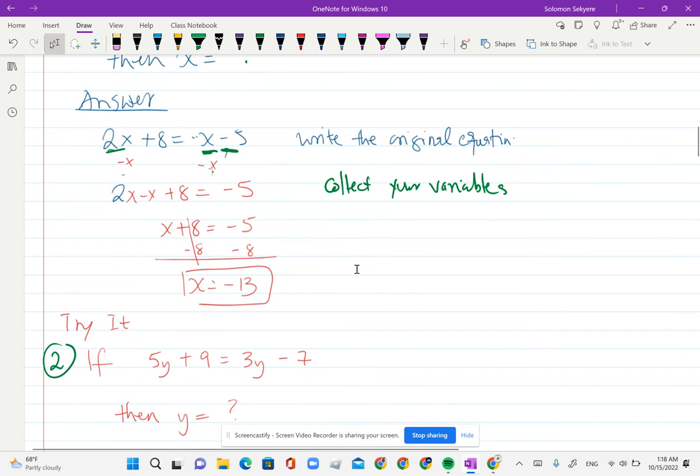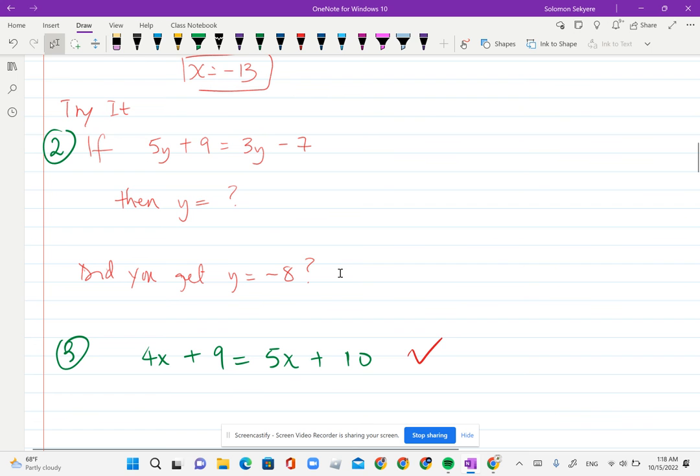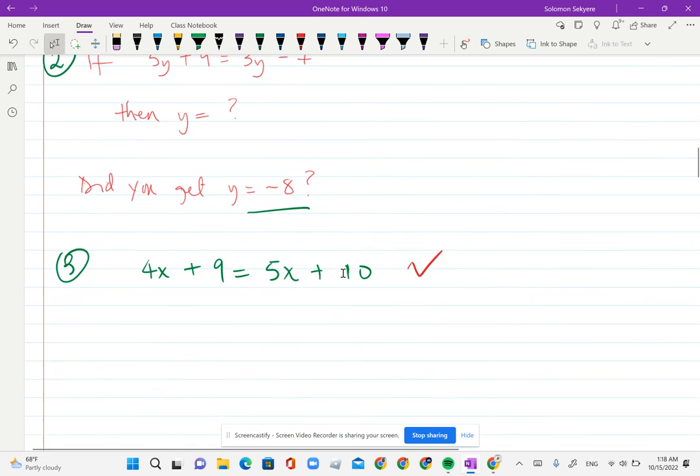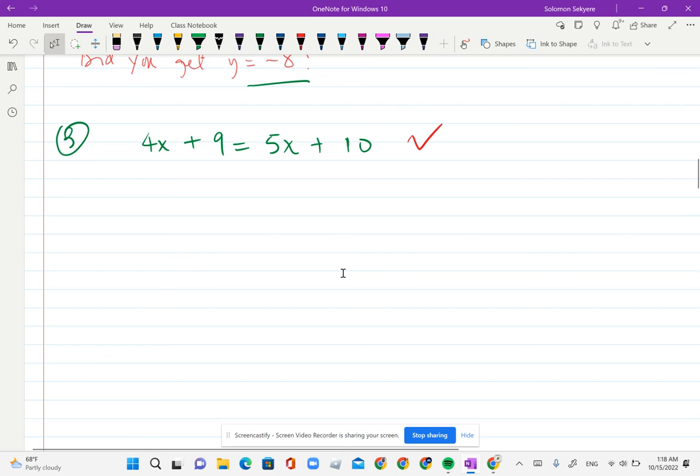Okay, pause. Reverse this, rewind it, play it, try number 2. Did you get y equals negative 18? Okay, let's go to another example here. So we have, again, variables on both sides. Underline your variables. Next, you're going to collect them on one side.